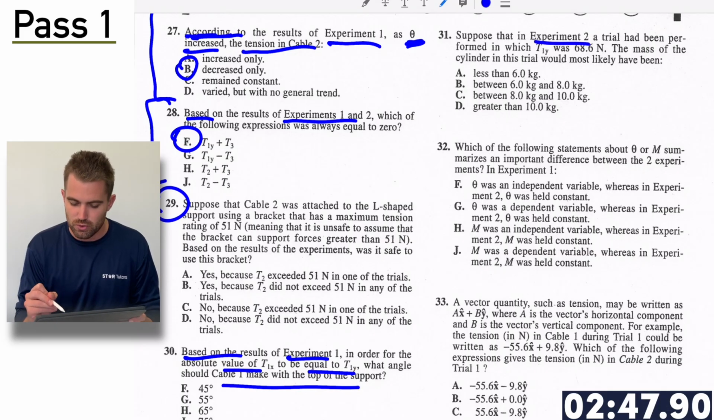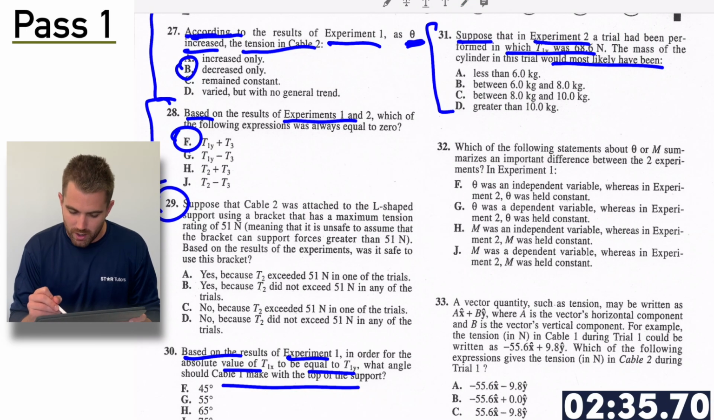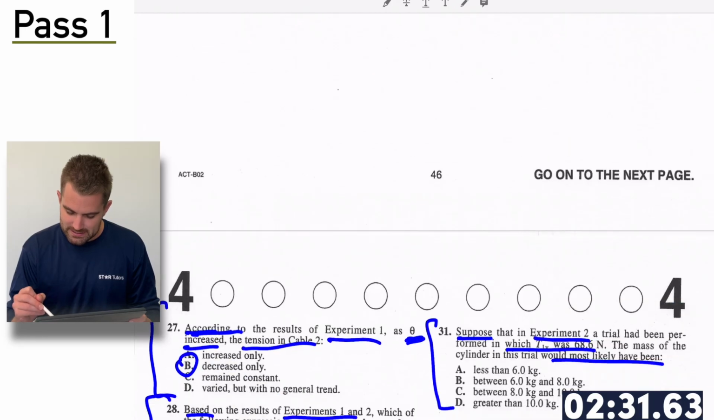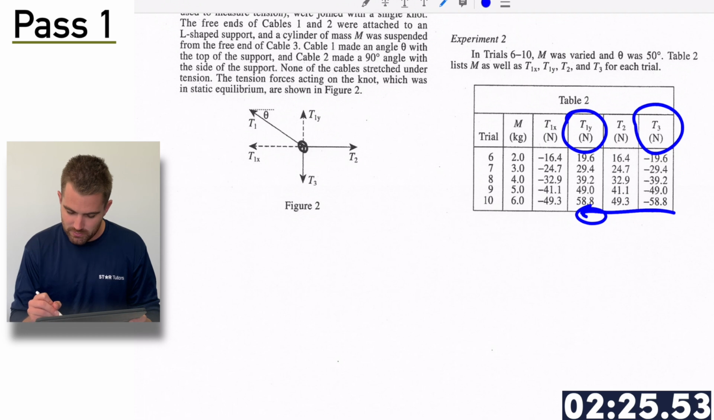Suppose that experiment 2, suppose questions are often hard, but this one doesn't look like it's very data consuming. So a trial had been performed in which T1y was 68.6 newtons. The mass of the cylinder would most likely be. So T1y in experiment 2, T1y at 68.6.